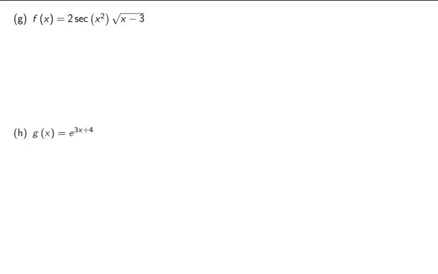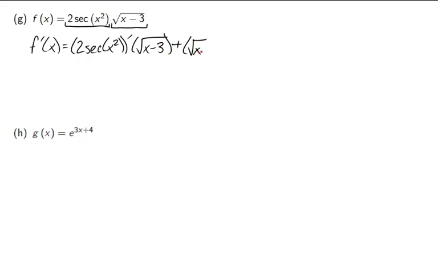The next examples involve where the chain rule could show up in products and quotients. Let's look carefully at what's going on here. I do have a product of two functions. Let's use the product rule. Start off with that. 2 secant x squared is the derivative of the first times the second plus the derivative of the second times the first. Just start off with the product rule.